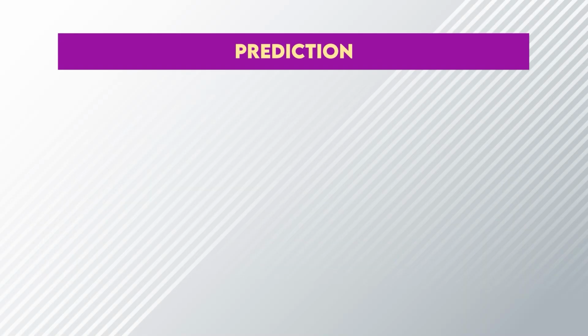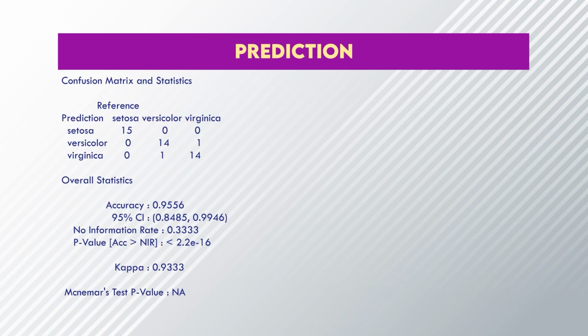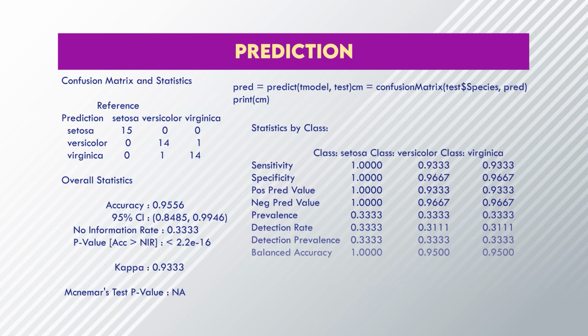The number of actual negative cases that are correctly predicted as negative is referred to as true negative, and the number of actual negative cases that are incorrectly predicted as positive is referred to as false positive. For the prediction part, you can just write predict model and give the testing data to the prepared model. It will again print the confusion matrix, and you can check here.